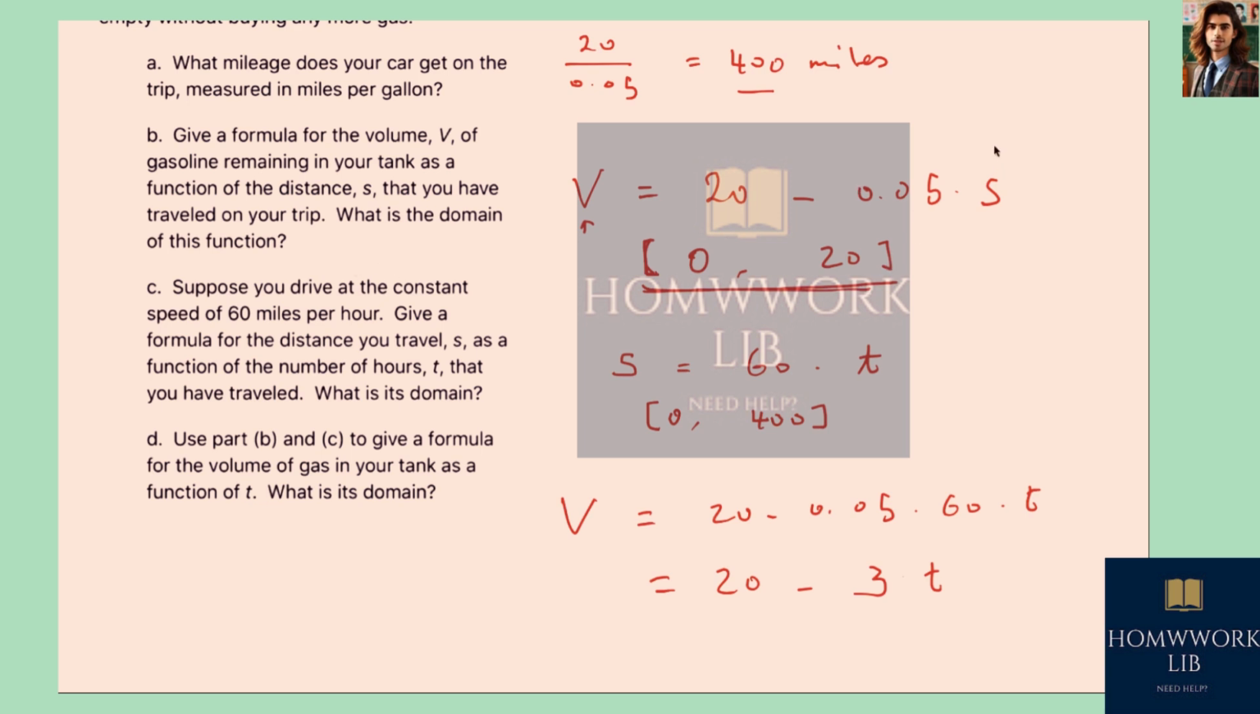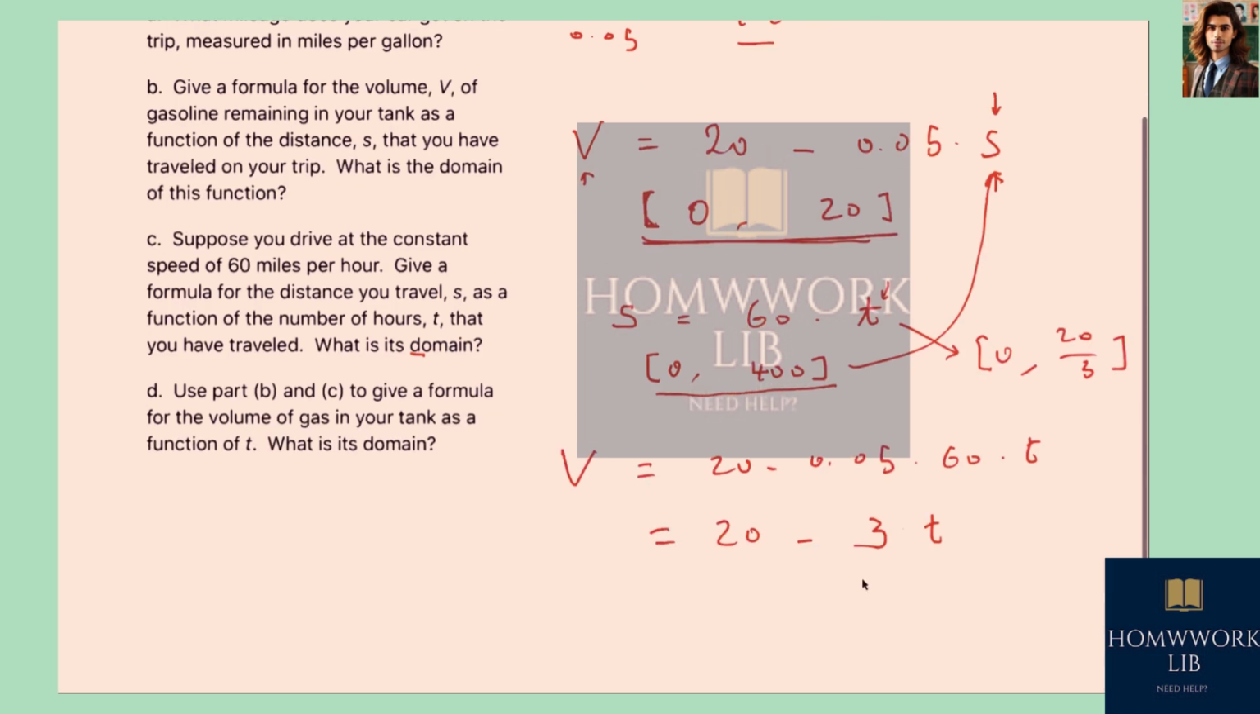So if we talk about domain, we're talking about the S, right? So S, of course, goes from 0 to 400, right? So that would be the domain here. And in this question, the domain is about time t, right? And obviously, the time t goes from 0 to the largest, which is 400 divided by 60, so it's 40 over 6, or 20 over 3, right? So that's the domain for this question. And for this one, the domain, of course, is again the same t, right? So that's 0 to 20 over 3, right?